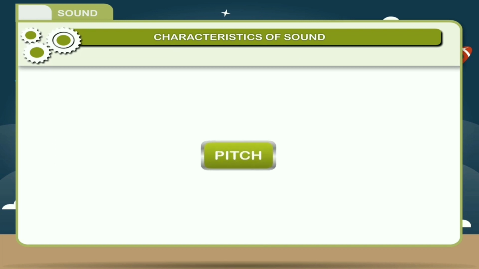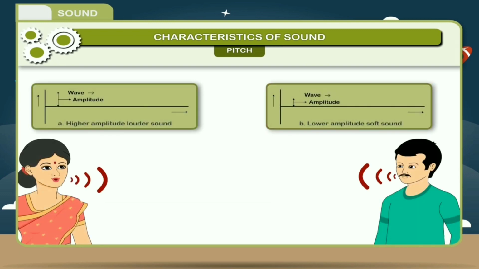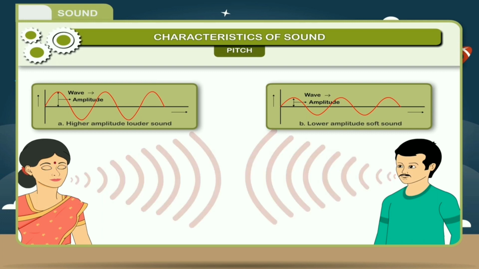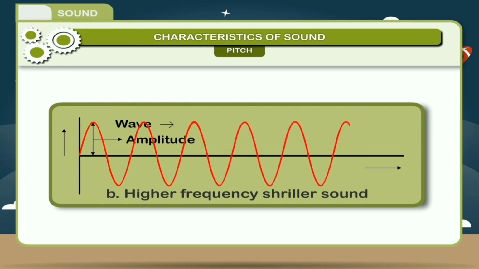Pitch. It is the characteristic of sound which distinguishes a shrill sound from a flat sound. Pitch depends on frequency of sound. If the frequency is high, pitch is also high. That is why female voice is shriller than a man's voice. You might have observed this. The figure B represents high pitch because of high frequency.